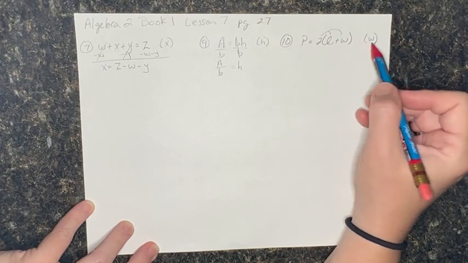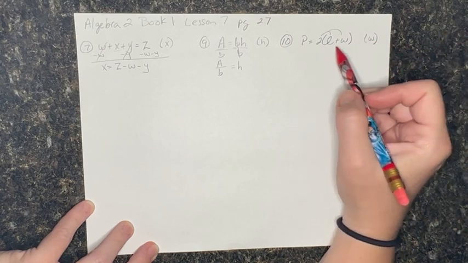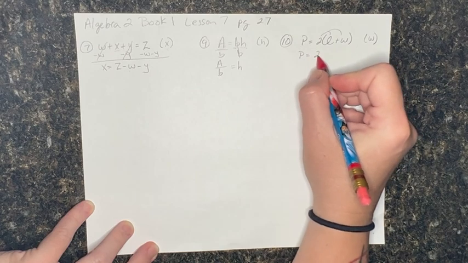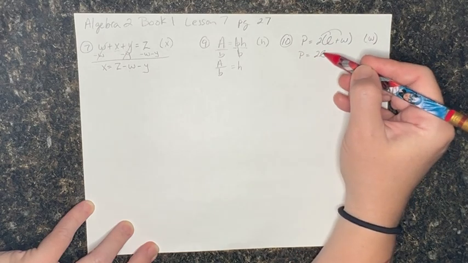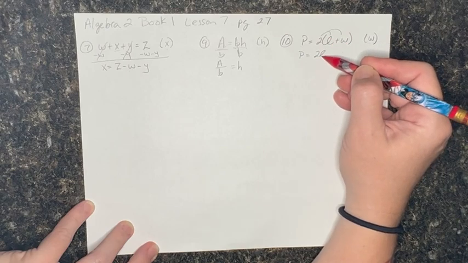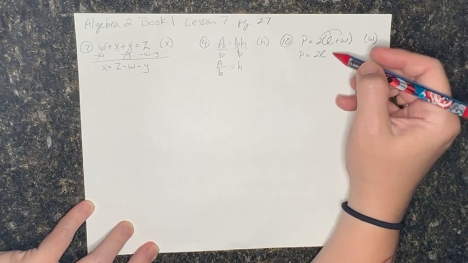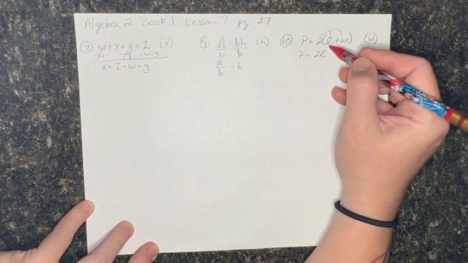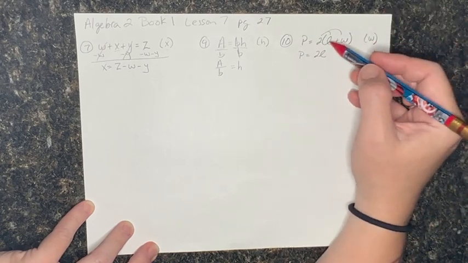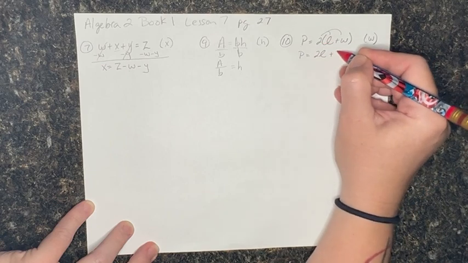We need to solve for w, for width. To do that, we have to distribute. So the perimeter is equal to 2 lengths, and I use this cursive L because I think just like a lowercase l, you could use a capital L, I guess. Sometimes I do that too, but the lowercase l is kind of confusing to me. So, and then 2 times W.